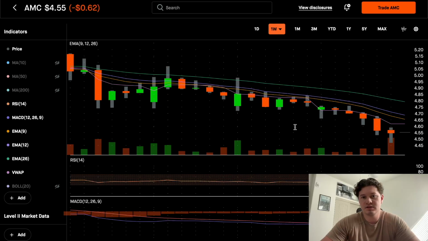The price has been consistently below the EMAs, indicating a sustained bearish trend over the week, and the RSI is about 29.707, and this is oversold territory, and this could suggest that the stock might be due for a short-term bounce.